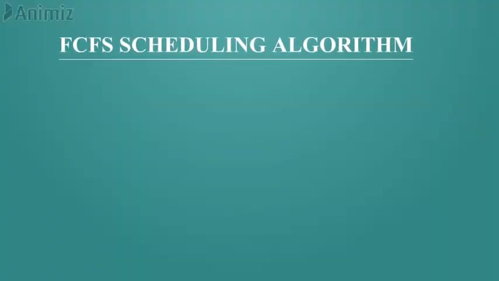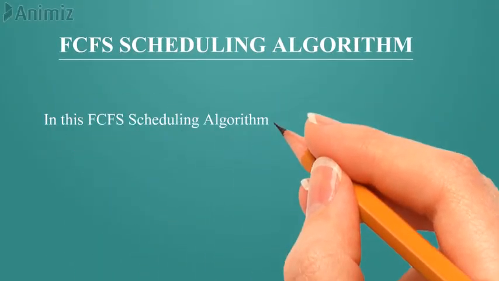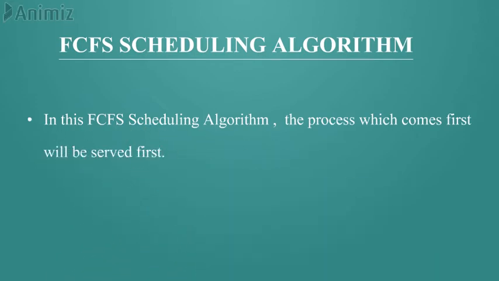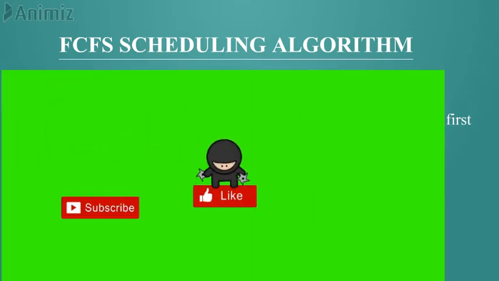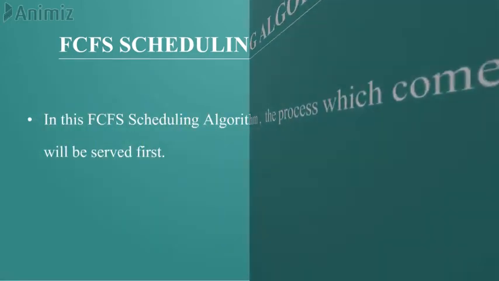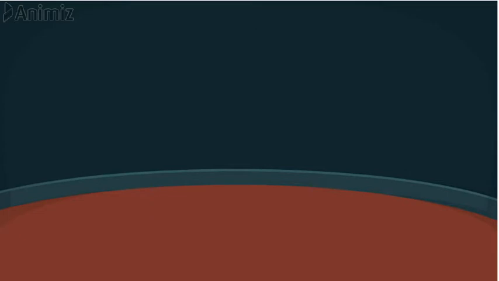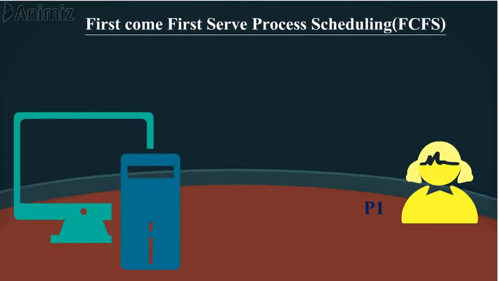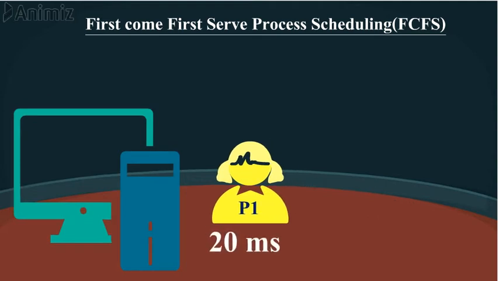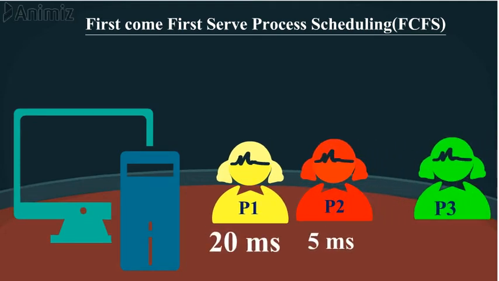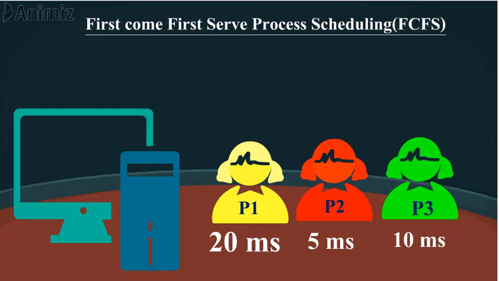FCFS scheduling algorithm. In this method, the process which comes first will be served first. For example, consider three processes, namely P1, P2, P3 with burst time of 20 milliseconds, 5 milliseconds and 10 milliseconds, arrives at arrival time of 0, 1, 2.